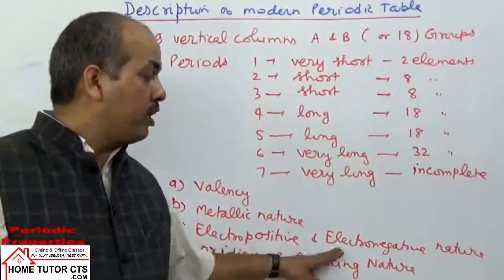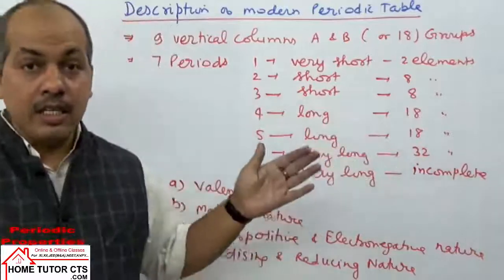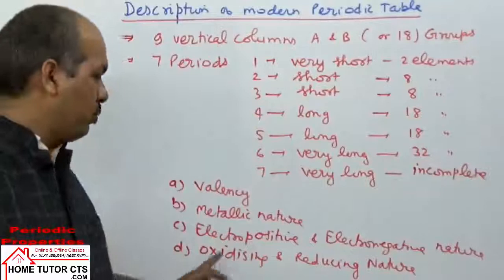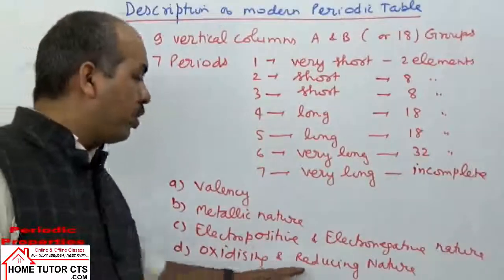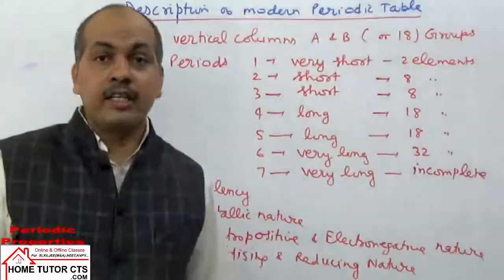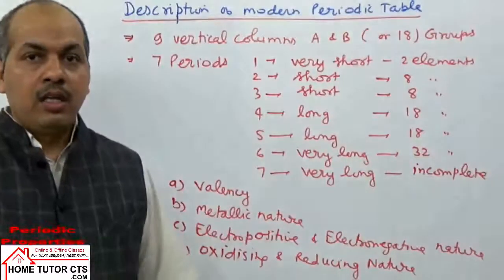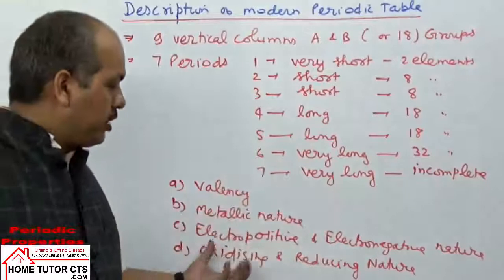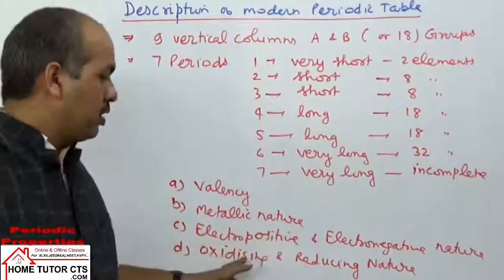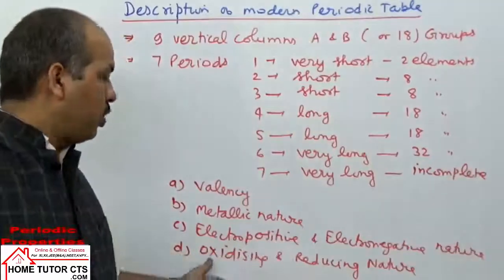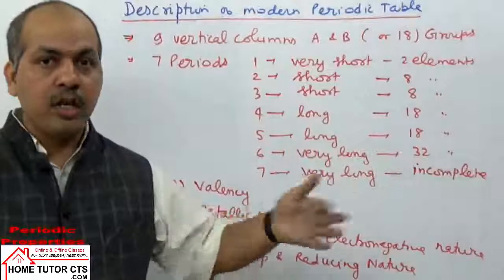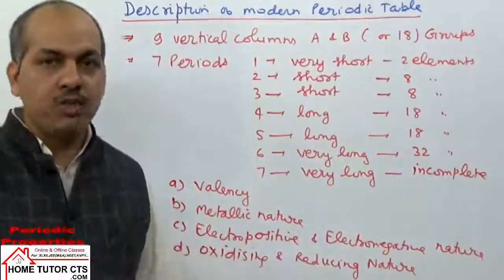The electronegative nature of the elements increases on moving along the period and decreases on moving down the group in general. Then we take oxidizing and reducing nature of elements. What is the meaning of oxidizing nature? The tendency to gain electron and get reduced. Then the compound can act as an oxidizing agent, and the substance which can help in reduction by losing electrons can act as a reducing agent.